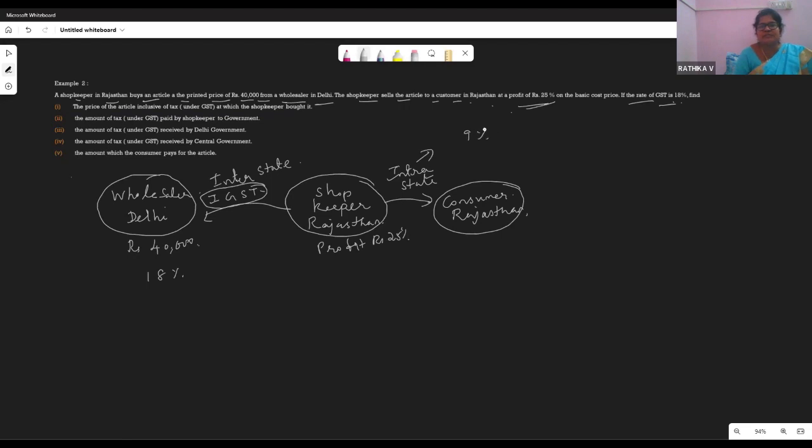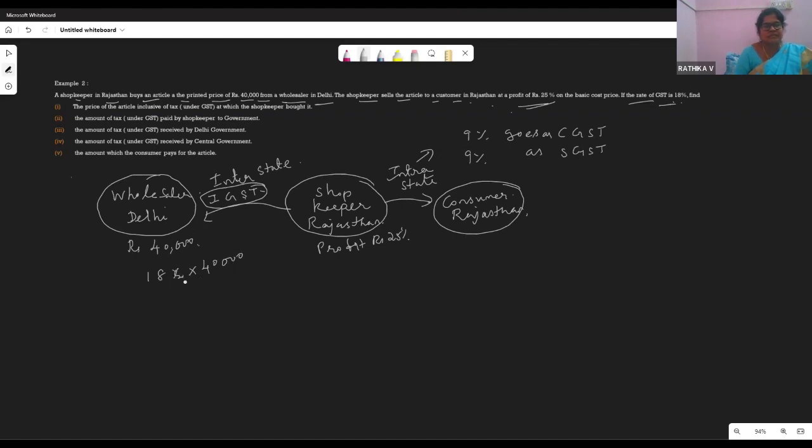So 9% goes as CGST, and another 9% as SGST. In this case, 18% goes to IGST. So 18% of this 40,000.